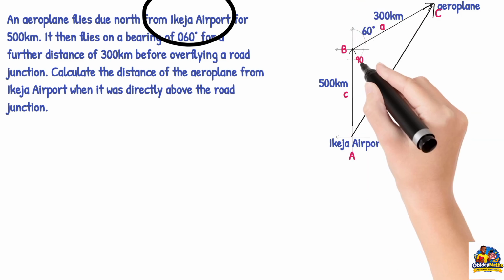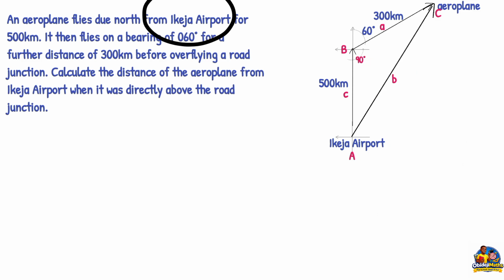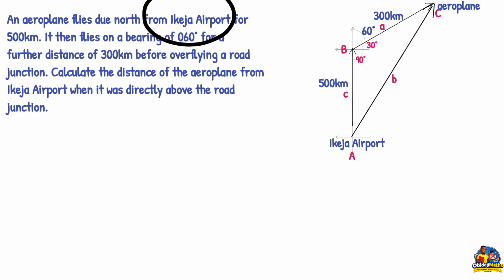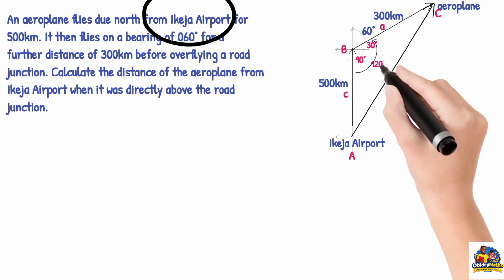Now look at that angle. That angle is 90 degrees, because one quadrant of the 4 cardinal points is 90 degrees. Now that 30 degrees, we got it by subtracting 60 from 90. 90 plus 30 will give us 120 degrees, which is the angle B.